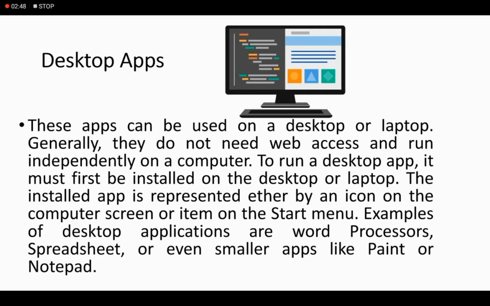The installed app is represented either by an icon on the computer screen or an item on the start menu. So as you know, if you want to open any app, you have to click on the icon. Now what is the meaning of icon? Icons are small images by which you can identify any app. The icon represents the app.